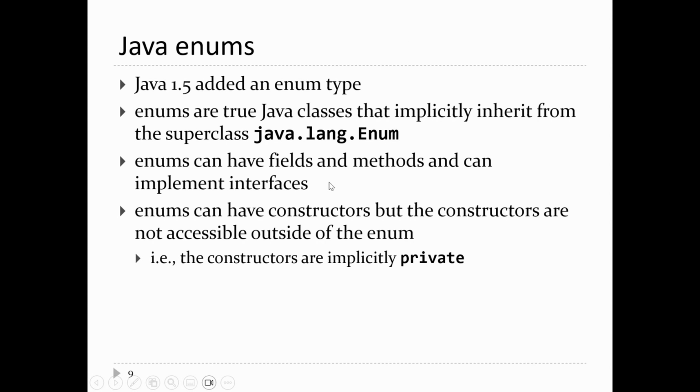Now enumerations are proper classes, and that means you can have fields. So you can actually store data in your enumerations. You can have methods that operate on enumeration objects. You can even have constructors, but the constructors are funny for enumerations. All your constructors are private for the enumerations.